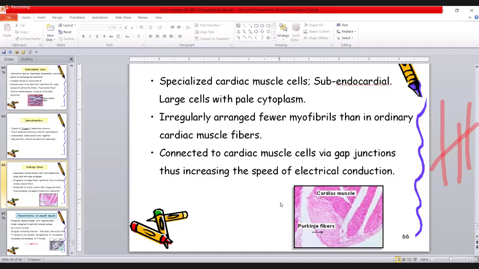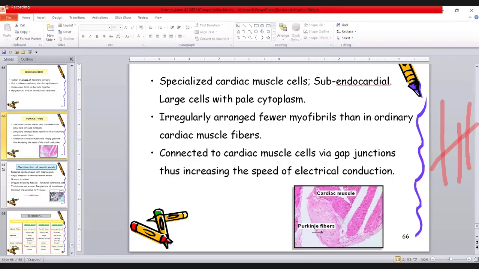Rhythmically contracts, yes. Involuntary. What else?